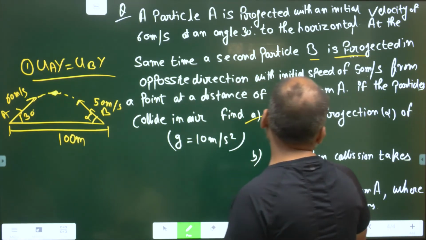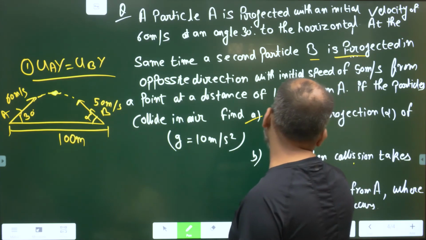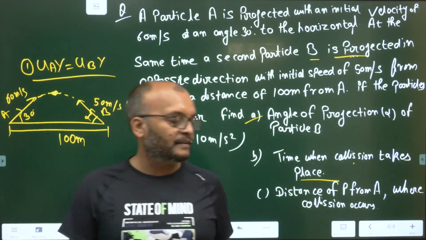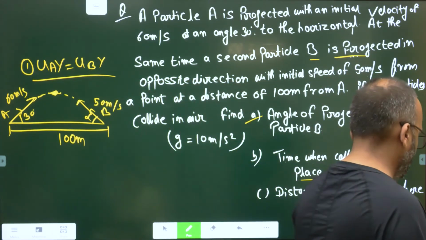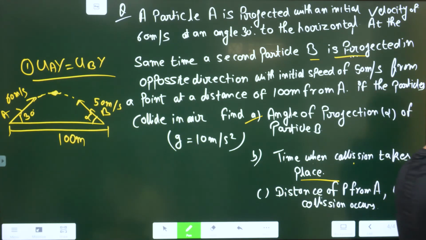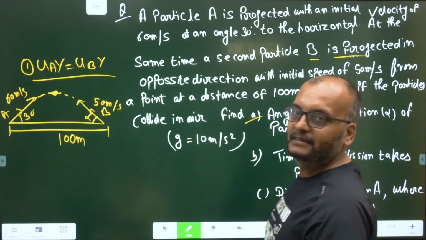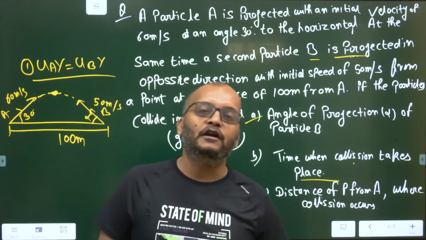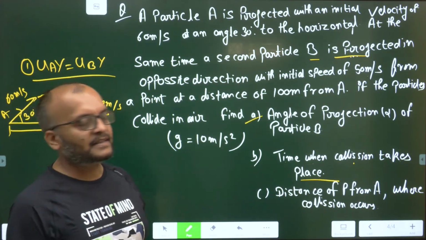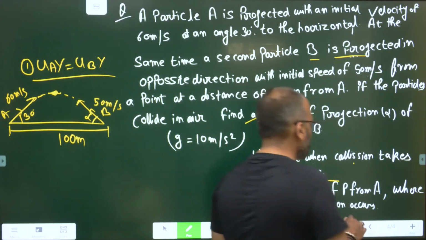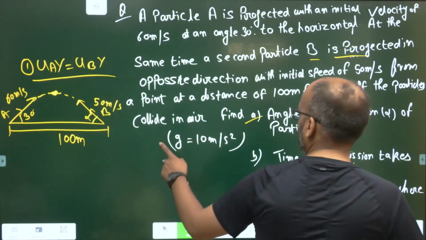Second is the time when collision takes place. How did you solve it? Range is equal to horizontal velocity into t. Very good. Range is equal to ux into t. Just solve it. And the distance from A of, what is P?